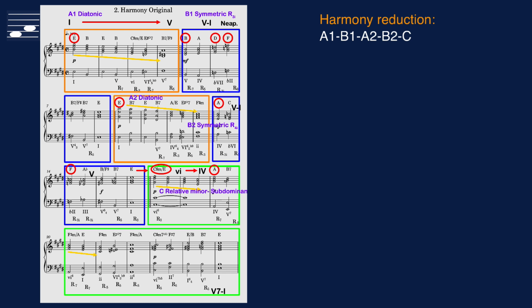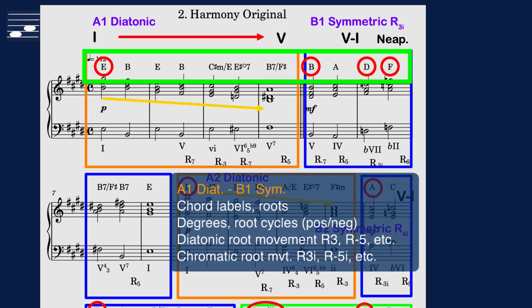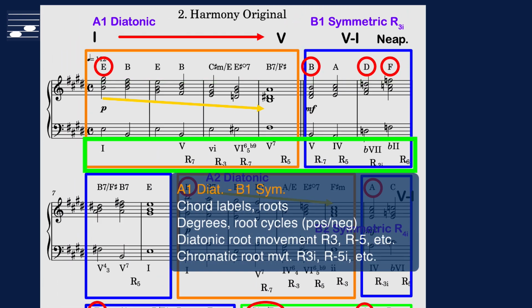Again, the phrases are marked with colored frames. Above the staff there are the chord labels, below the staff we find the degrees and the root movement, as expressed by the chord cycle labels in Schillinger notation. Diatonic root cycles are R3, R5 and R7. Chromatic or symmetric root movement is expressed as R3i, R4i, etc.